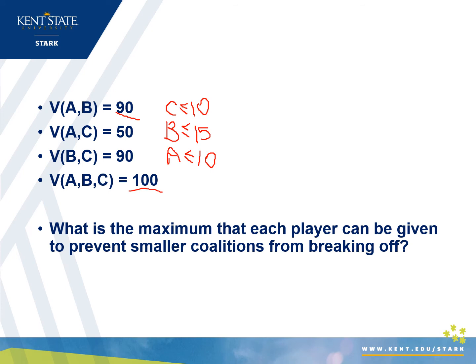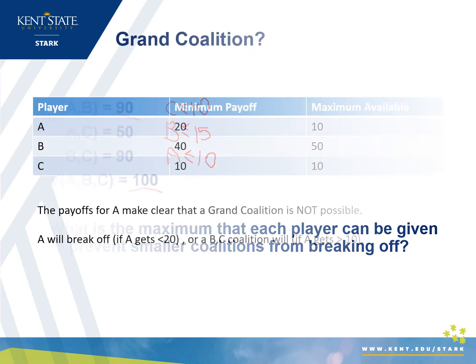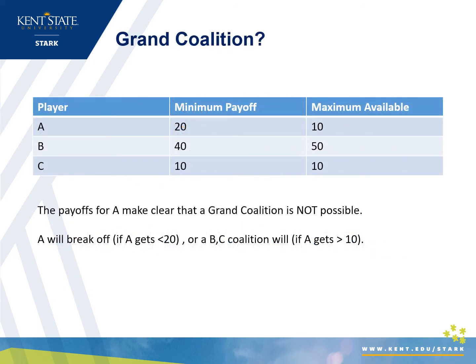So taking all of this information, from the minimum that each of our players needs and the maximum that we can provide them, we find out that the minimum payoff for player A is 20, while the maximum available to them is 10. That's a problem. Because this makes it very clear that a Grand Coalition will not be possible. We only have 10 available to give to player A. At minimum, they need 20 to be involved with the Grand Coalition.